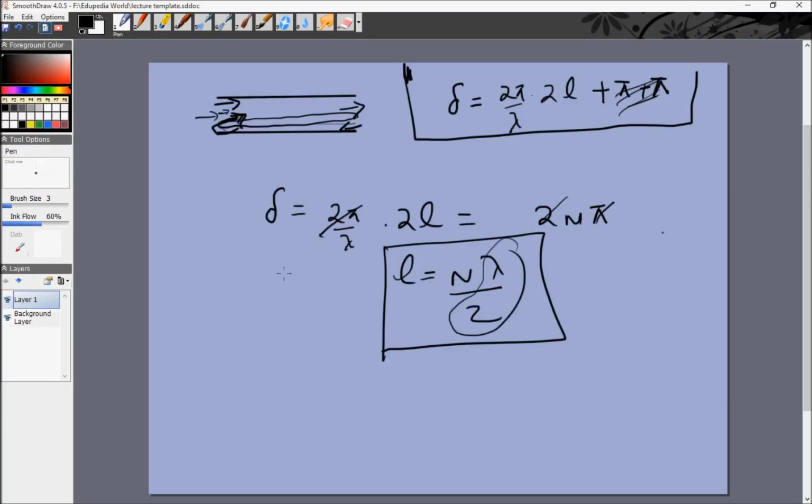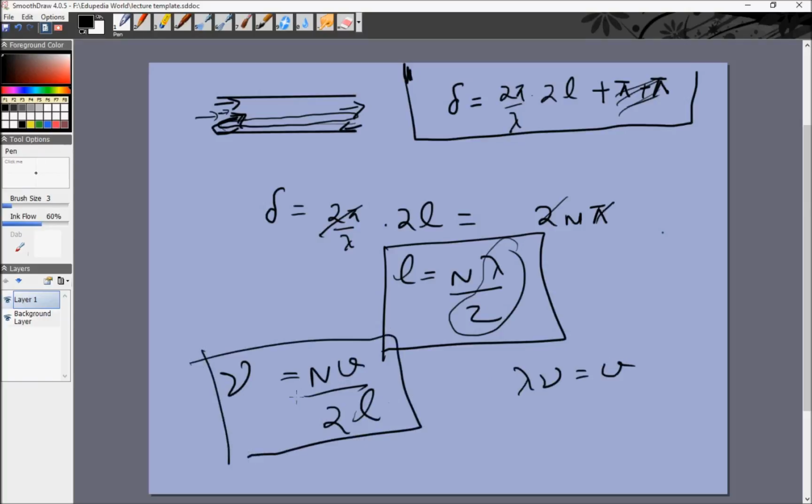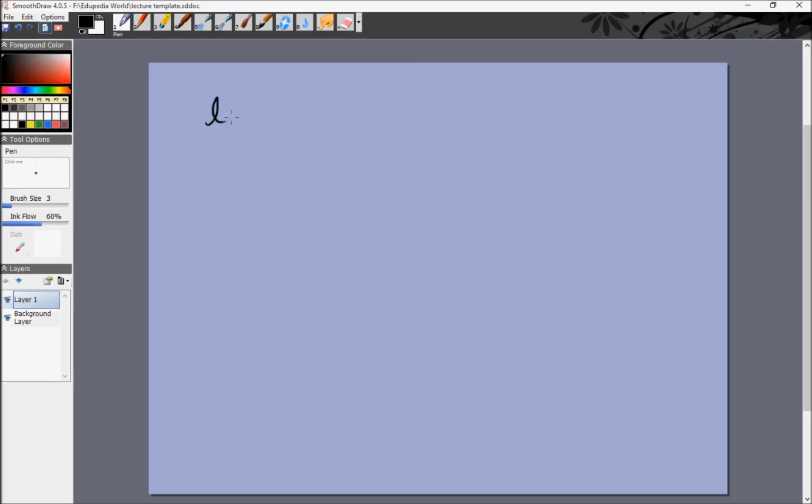Right. And in that case, the frequency will be nv by 2L, because we know that lambda times nu is the wave velocity. So these are the two equations for standing waves for an open organ pipe. Let's look at how these waves will look. Right. So I'll just draw the diagrams now. We have L is equal to n lambda by 2, and we have nu is equal to nv by 2L.